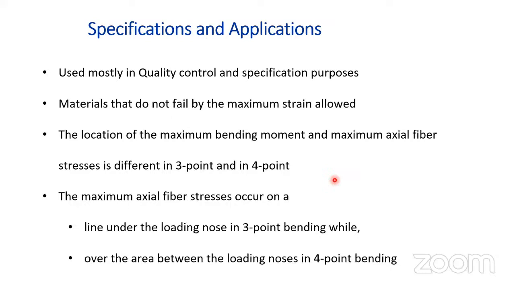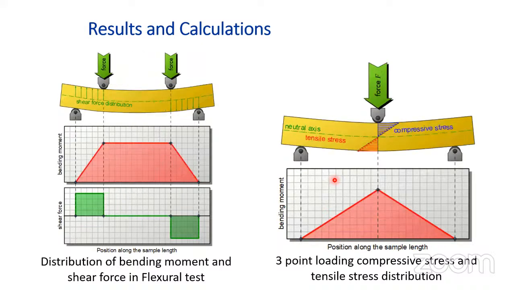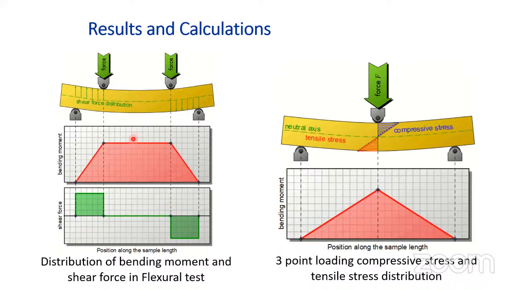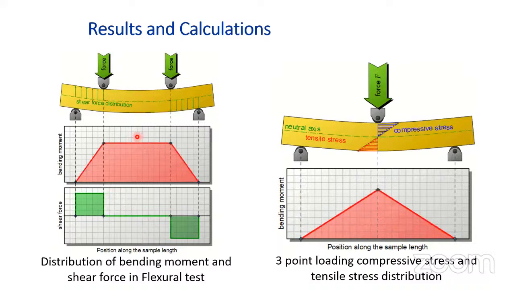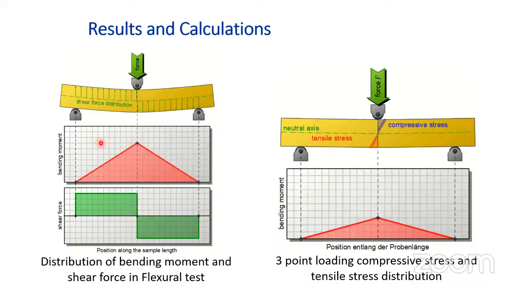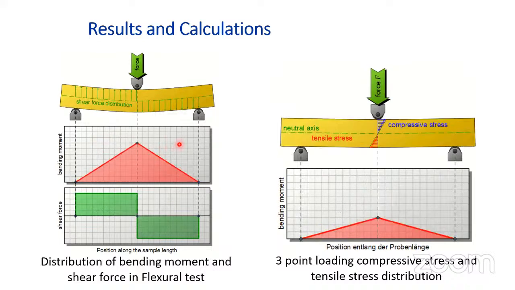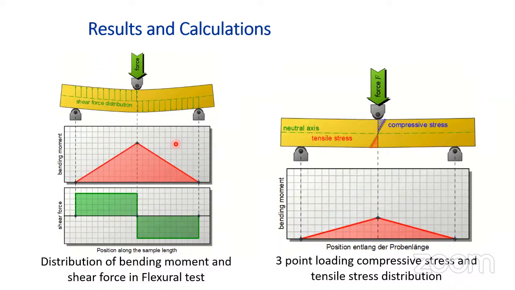As we have mentioned here, you can see the maximum stress. Can you see this cursor? Maximum stress in 3-point bending is observed in the center, correct? While in 4-point bending, the maximum load is observed at these 2 points, correct? Where to use 3-point and where to use 4-point method? It is again depending on your application.